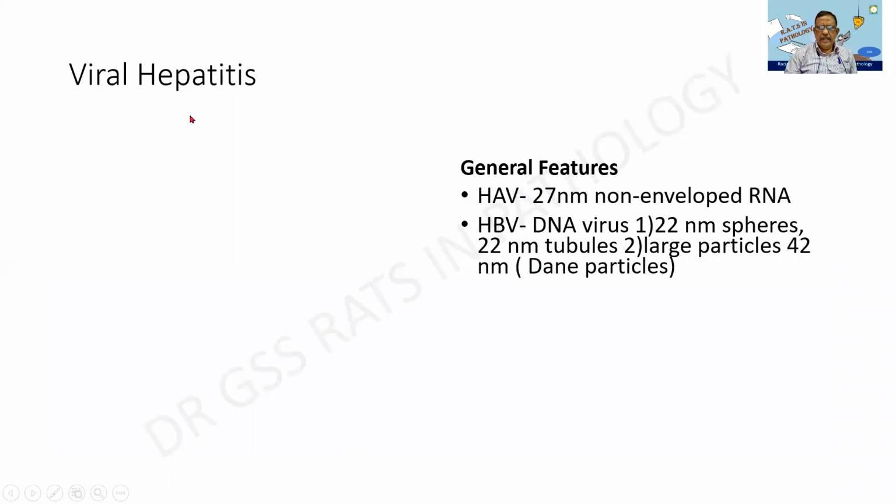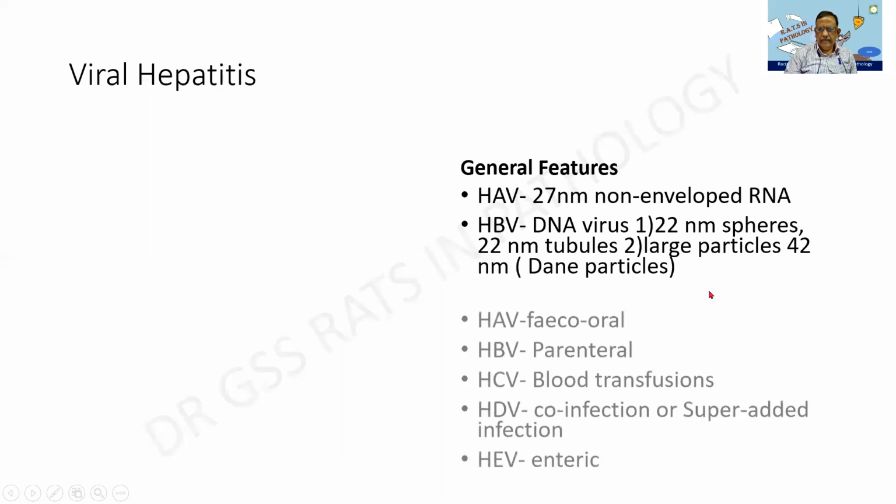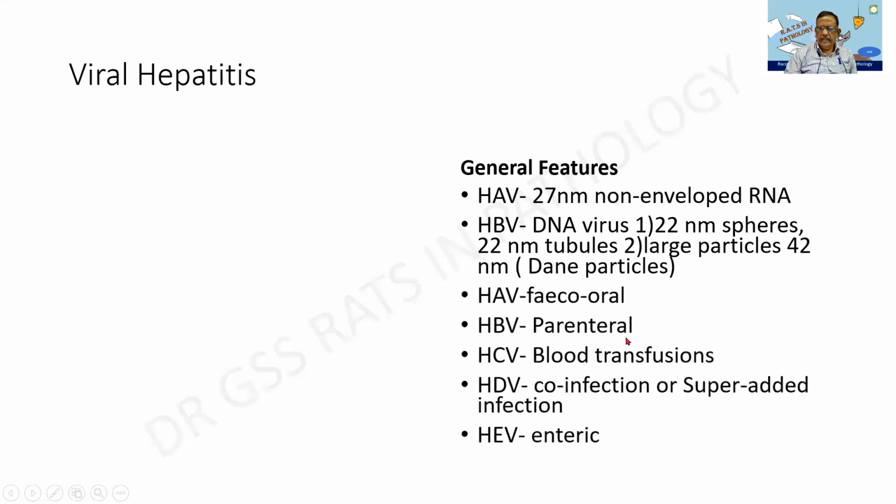So viral hepatitis, when we mention it, the common things that we should remember will be hepatitis A virus and hepatitis B virus. These are the dimensions over here, and as I mentioned earlier, there can be small particles as well as the large particles. And these are the routes of infection. The hepatitis D virus, in addition, can have a superadded route of infection, or it can be a co-infectant.